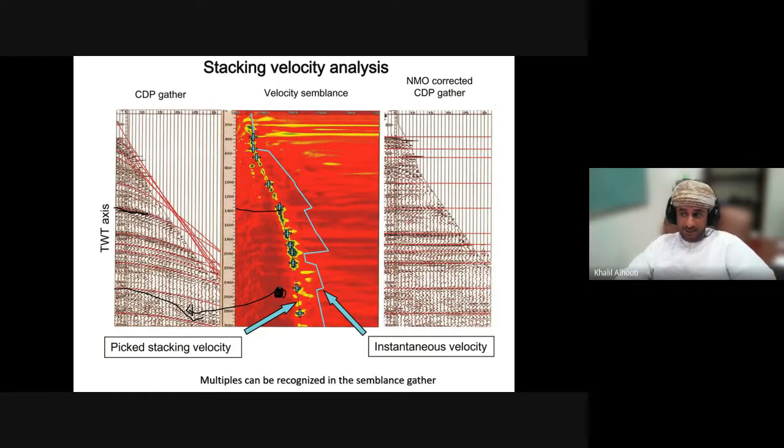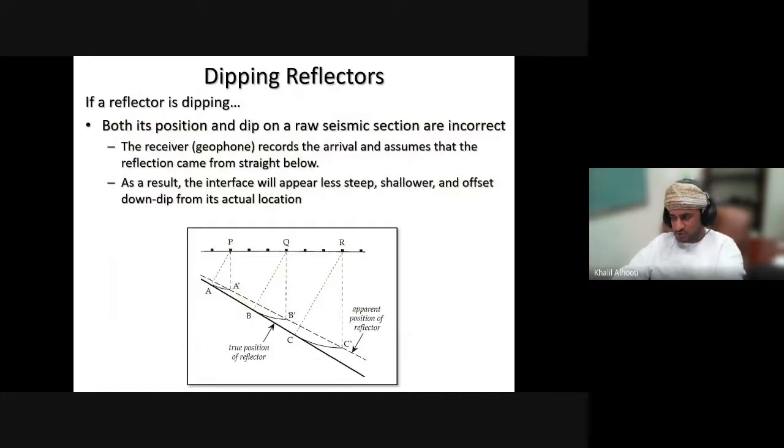The multiple appears like that. It's a good way also. CMP stacking is a good way not only to remove non-coherent or random noises, it also removes part of coherent noise. Multiple is a coherent noise. CMP stacking can remove some coherent noises. Multiples can be removed. It's a good thing. So let's discuss something more advanced.